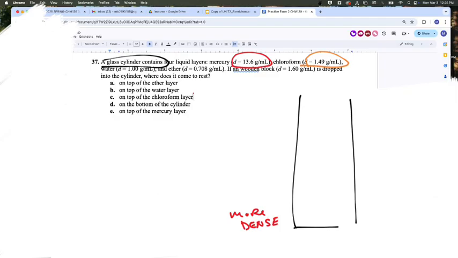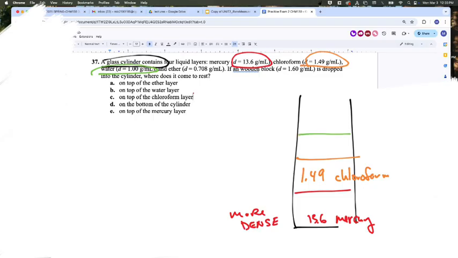Thank you. Okay, so our 13.6 is at the bottom. Relative to those two, 13.6 represented my mercury. The orange should be above that, my 1.49, which was my chloroform. I get a little bit lucky because I just started guessing and hoped they were in proper order. Water is a density of 1. There's my water, and then my ether comes in at a density of 0.78.